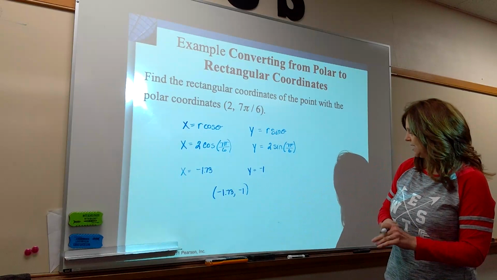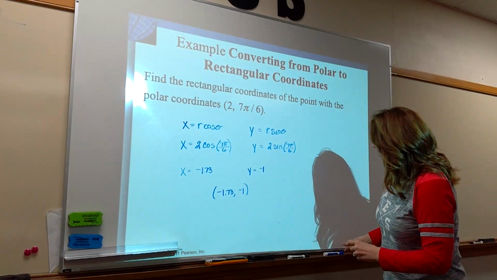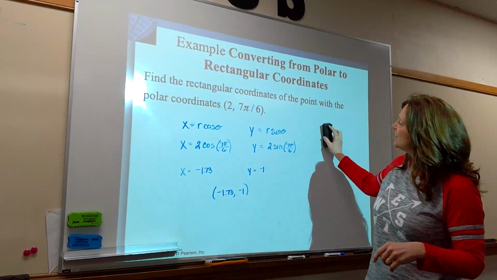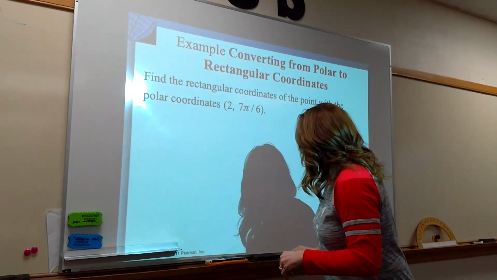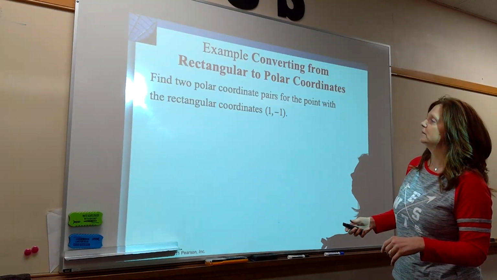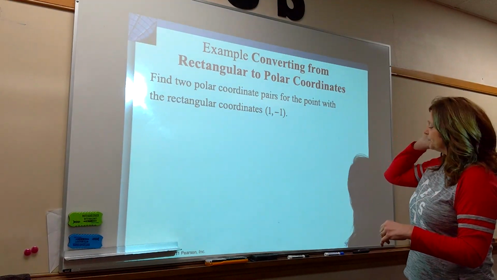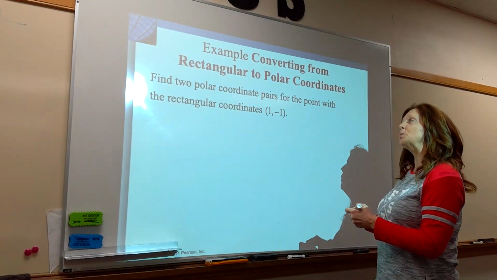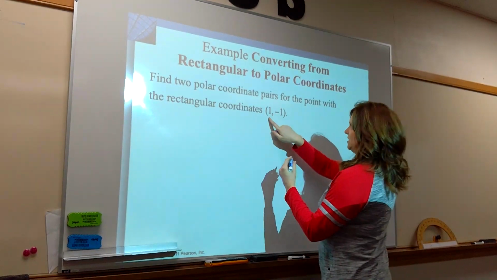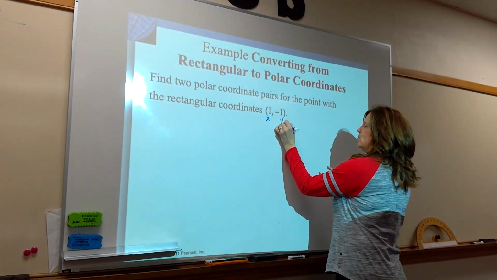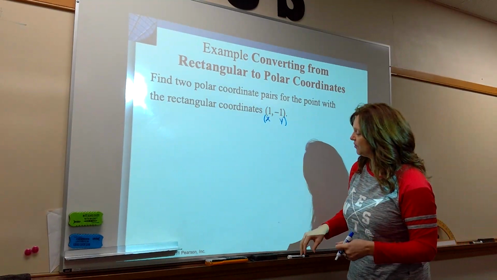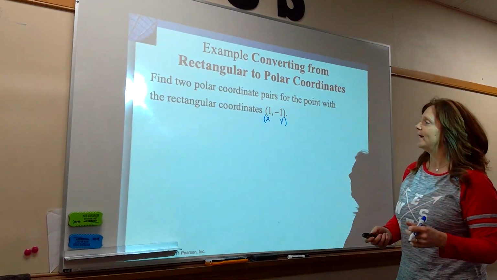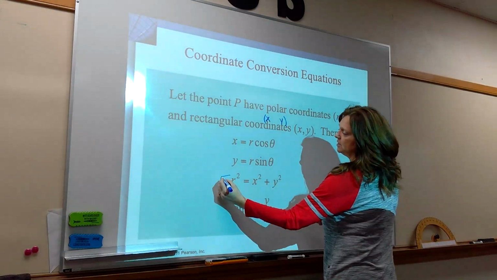Okay, there's that example. And then of course, lastly, we're going to convert the other way and use the other two formulas on this next example. So the rectangular coordinates are 1, negative 1. So that's the x and that's the y, and we want to turn it into polar. So we're going to use the conversions, and if we look back at our formulas, it's these two.